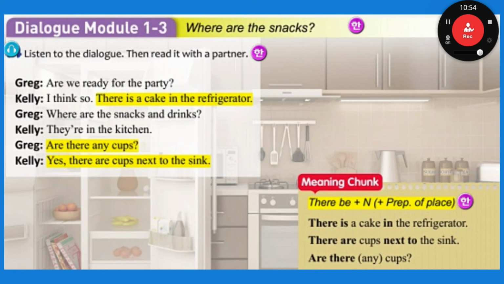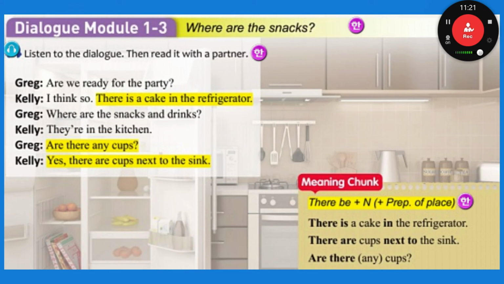Are we ready for the party? I think so. There's a cake in the refrigerator. Where are the snacks and drinks? They're in the kitchen. Are there any cups? Yes, there are cups next to the sink.